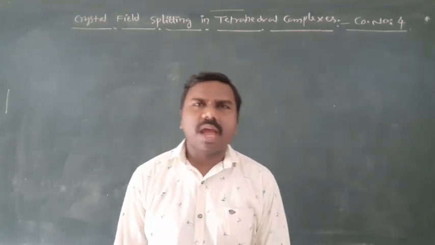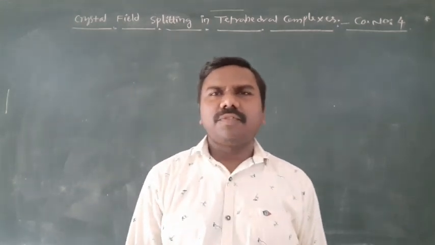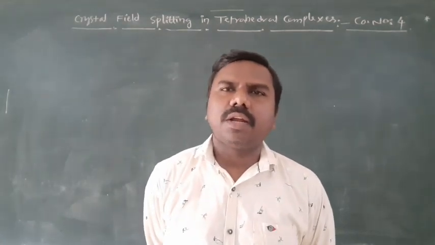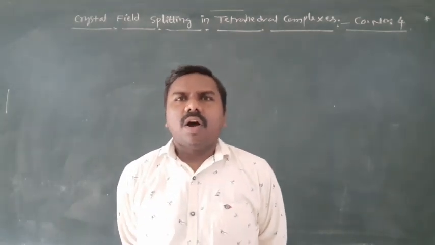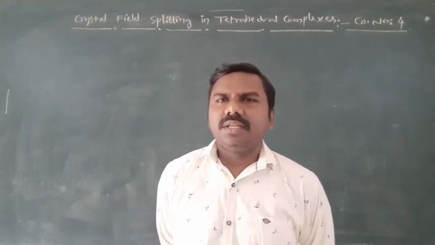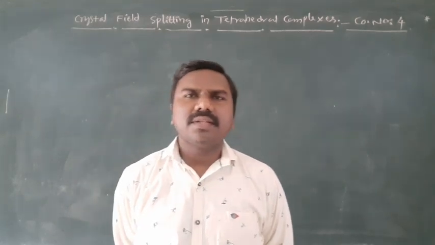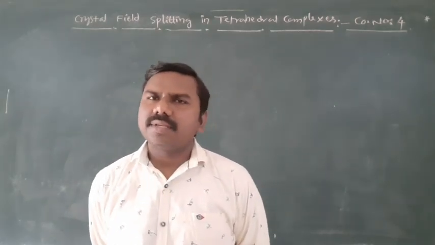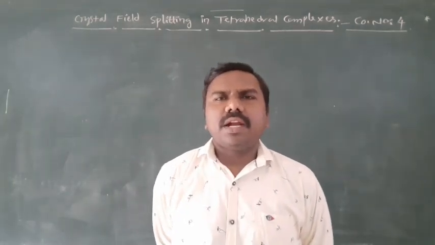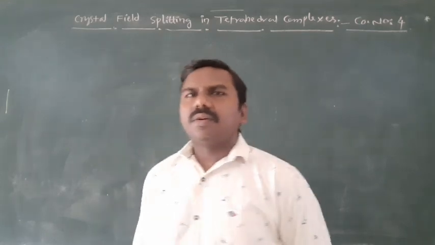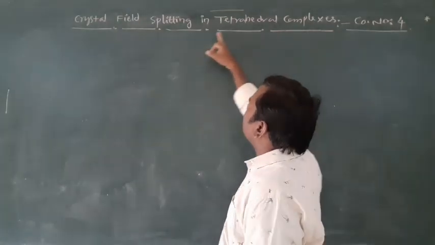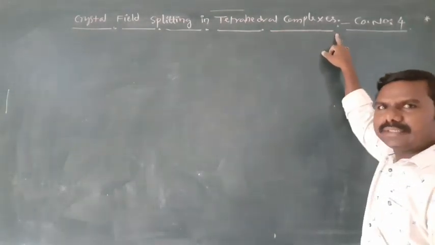In the last video we discussed crystal field theory and crystal field splitting in octahedral complexes. Octahedral means coordination number 6, six ligands approached. Obviously the degeneracy of d orbitals will be gone, split up into T2g as well as Eg. The same thing will happen in tetrahedral complexes also. So in this session, we'll discuss crystal field splitting in tetrahedral complexes.